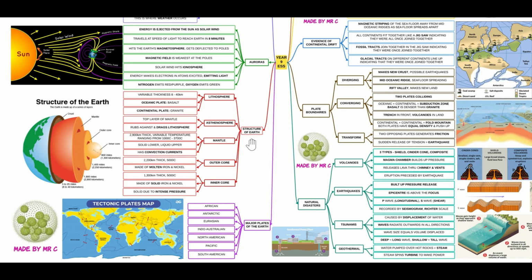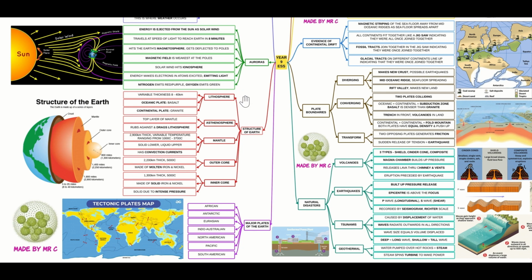Next, we've got the mantle. It has a thickness of 2,900 kilometers. It has a variable temperature ranging from 1,000 to 3,700 degrees Celsius. The inner part is solid, but the outer part is liquid, and it's in this liquid part where we have convection currents. Then at the top of the mantle, we've got the asthenosphere, which rubs against and drags the lithosphere, allowing for continental drift to take place.